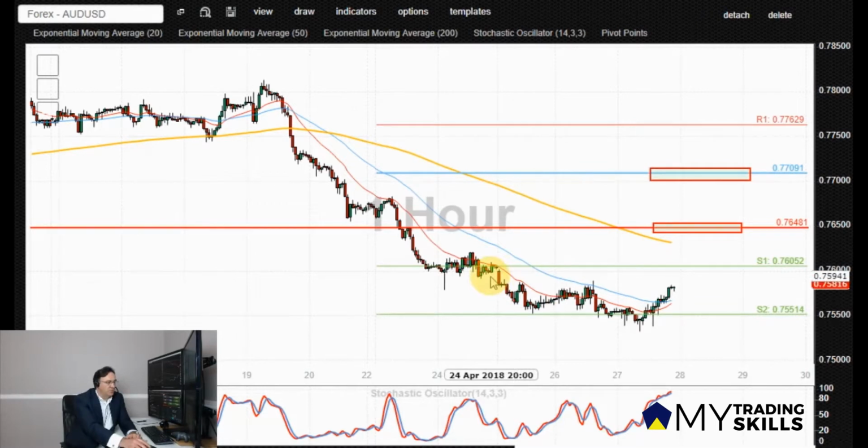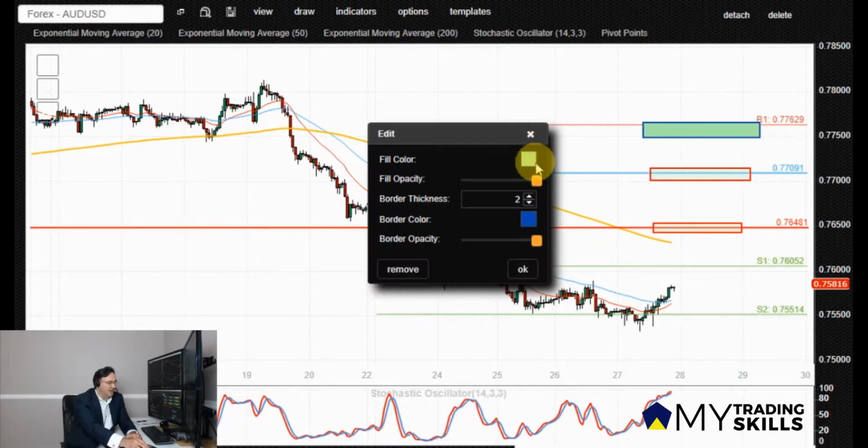Another level of interest would be at spot 77. Yet again, horizontal, fib retracement, pivot, and also a round number. And then above that we have 77.60, which is this area up here.